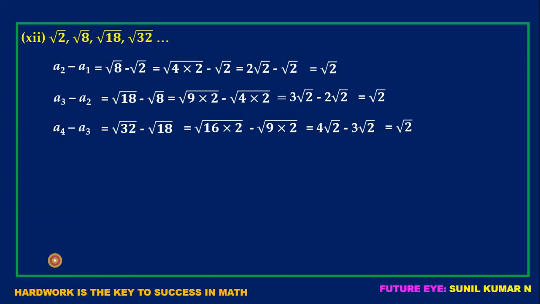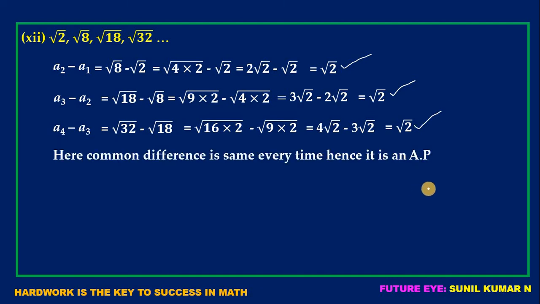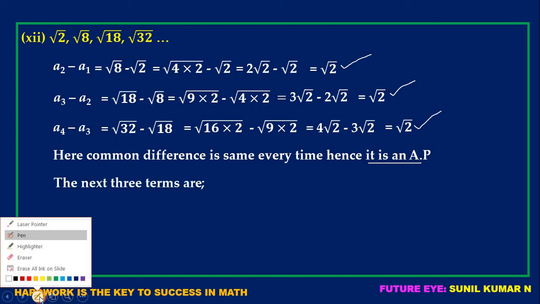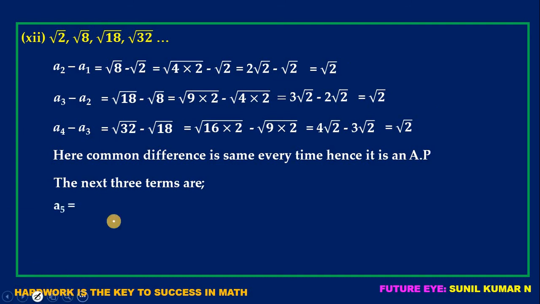Now concentrate on the values we have got. Here we have root 2 and again root 2. It means the common difference is the same. Hence we can say it is an AP. If it is an AP, we have to find the further 3 terms. So for that, let us consider a5, and I told you to find a5 from the 4th term. I mean for root 32, we have to add the common difference, that is root 2. See, root 32 plus root 2.